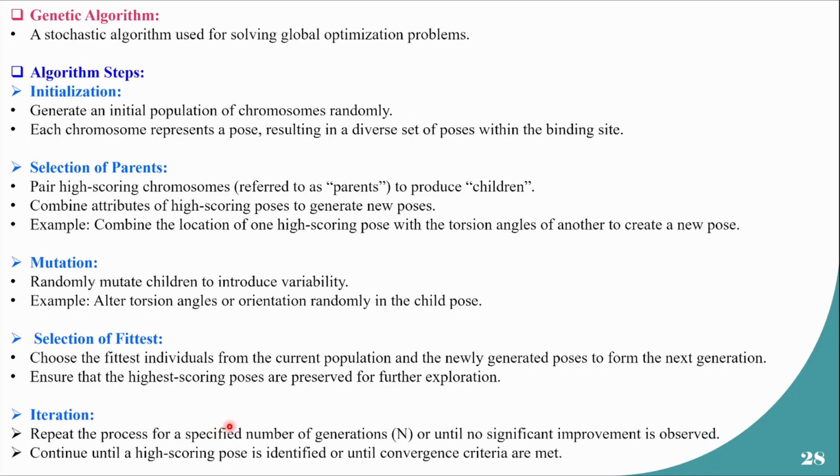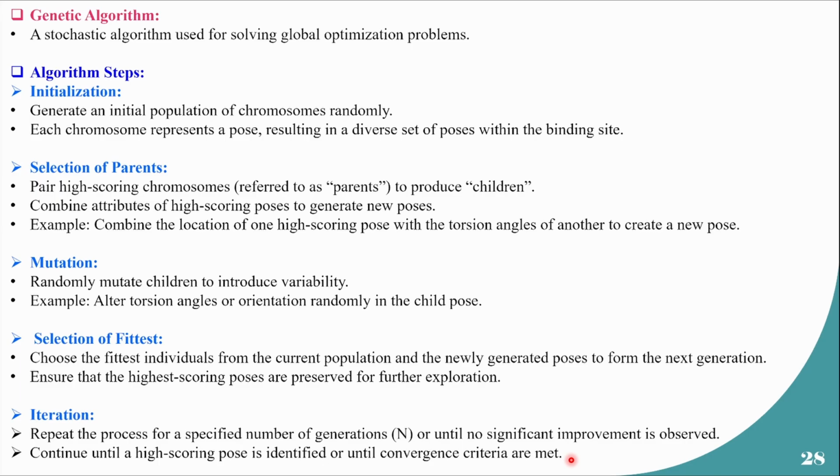So after, let's say, n number of iterations, if you do not see any significant changes in the next iterations, then you can say that the step has completed, and the results that you are getting, we cannot get any better results than this. So we have converged our algorithm in a sense, right? So it is saying that it will continue until a high scoring pose is identified or until the convergence criteria, whatever is set, are met.